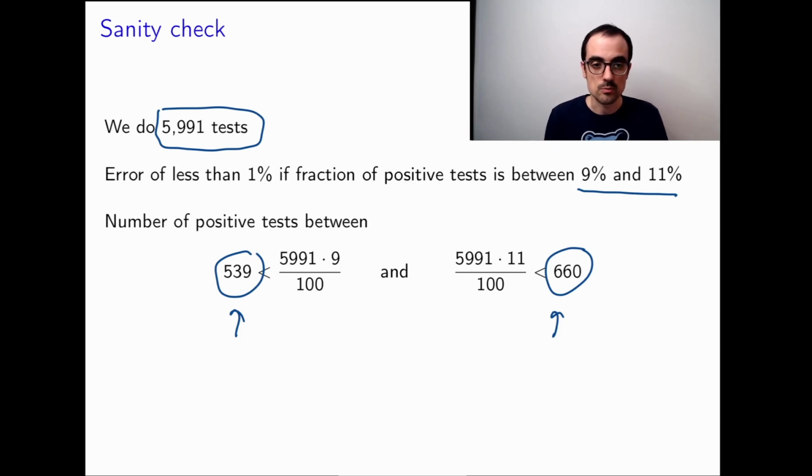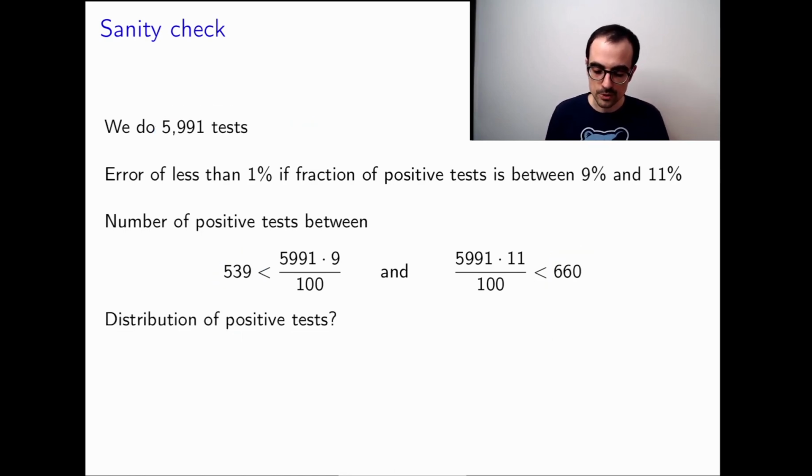Again, maybe let's pause for a moment. What are we doing here? We're checking what would happen if we go ahead and do the 6,000 tests. We want to check the probability that we make a mistake of more than 1%. According to the central limit theorem, it should be around 1%. This is how we have computed this number, assuming that the prevalence is 0.1. We're going to assume that we are right about the prevalence.